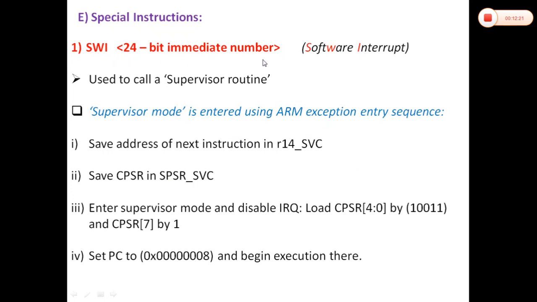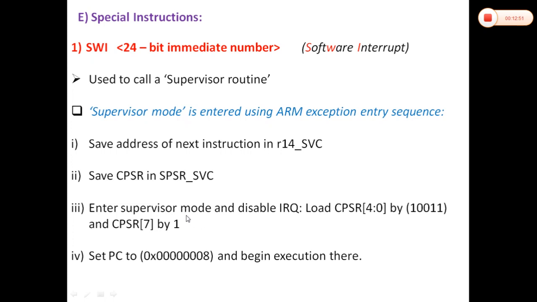That means when this instruction is executed, the ARM processor will first of all save the address of the next instruction in the link register of the supervisor mode. R14 is a link register, and this is R14_SVC in the supervisor mode. Then it will save the content of CPSR, the current program status register, into the SPSR of the supervisor mode.